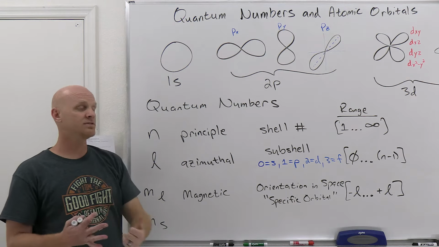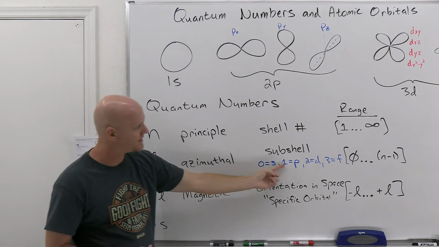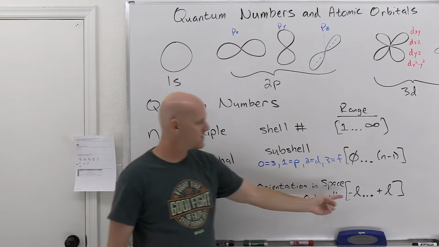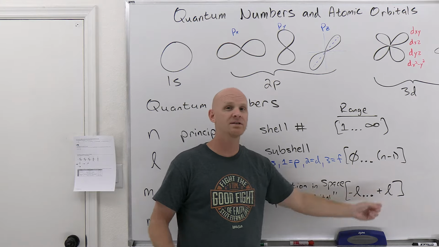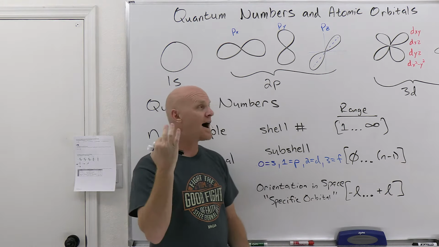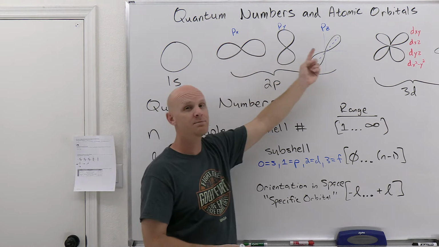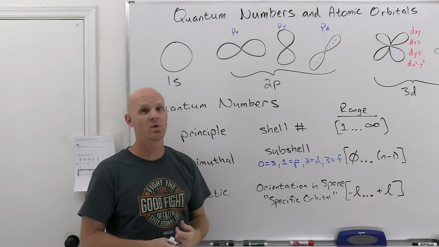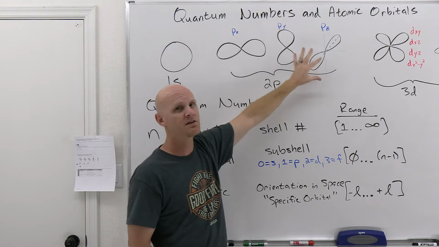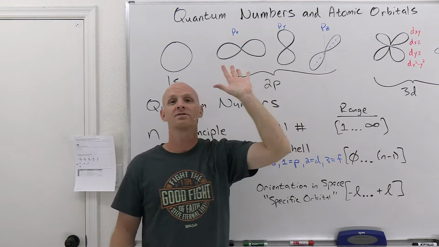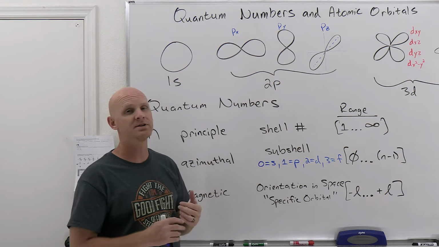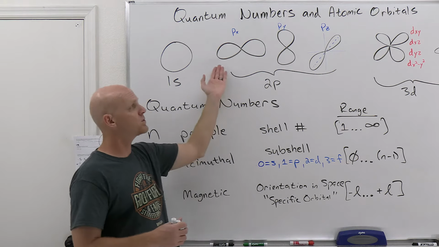Now if we've got a P subshell, in a P subshell L equals 1, and M sub L could therefore go from negative 1 up to positive 1. That means negative 1, 0, and positive 1. 3 different values because we have 3 different p orbitals that we need to specify their orientation in space. And so one of these corresponds to negative 1, one of them corresponds to positive 1, one of them corresponds to 0. That's beyond the scope of this class, though. You just have to know that the 3 possible values would be negative 1, 0, and 1 for the p orbitals.